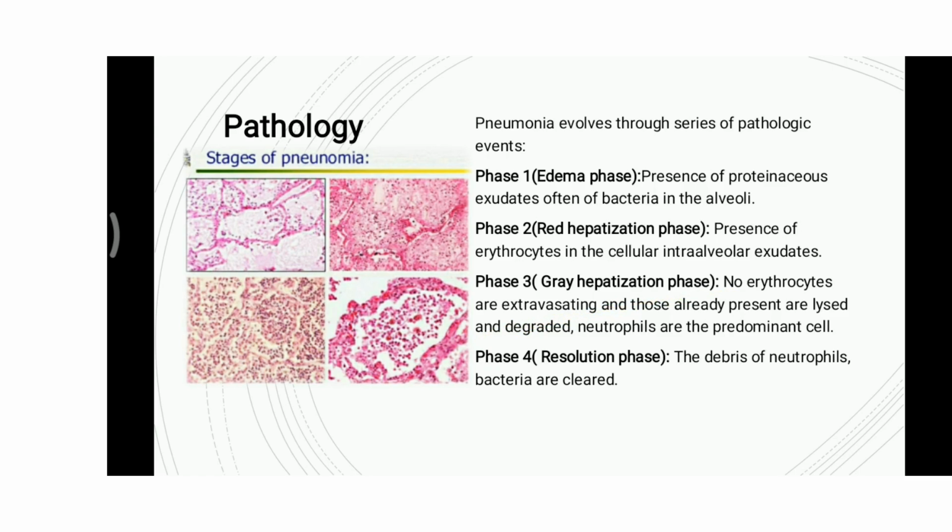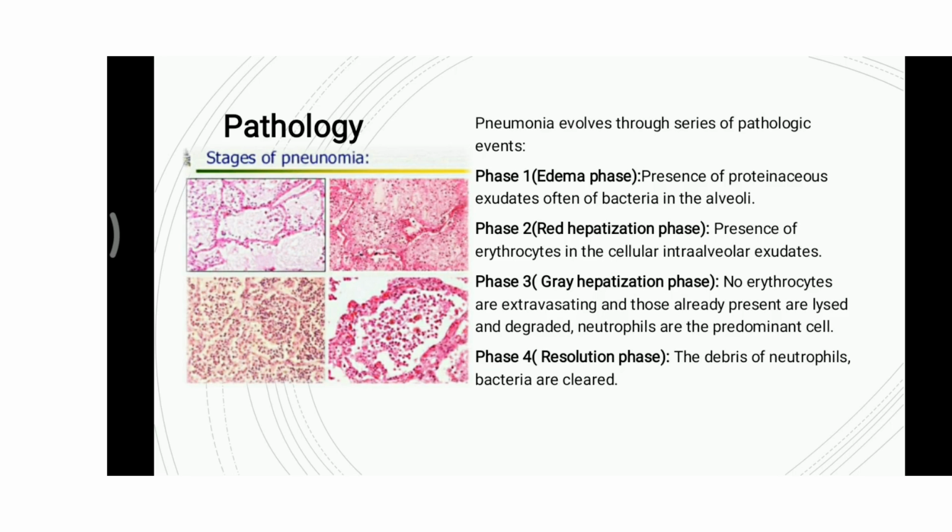Now we will study the pathology of pneumonia, how exactly the alveoli or the lung parenchyma will look like in a patient who is suffering from pneumonia. Pneumonia evolves through a series of pathologic events. There are actually four phases: the edema phase, red hepatization phase, grey hepatization phase, and resolution phase.